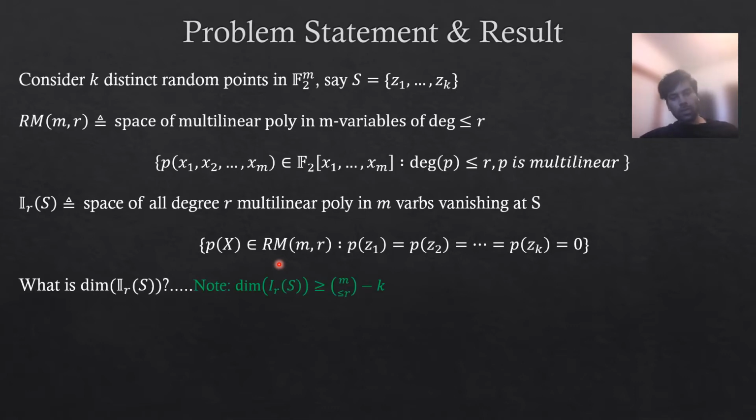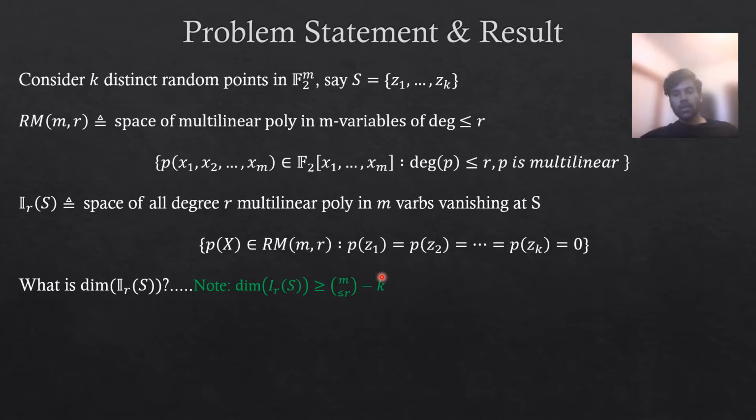Now, the question is, what can we say about the random variable which is the dimension of this space? This is a random variable because S is a random set of points. One thing we can always say is that the dimension of this space I(R,S), which is what we are trying to analyze, is at least M choose less than or equal to R minus K, where K is the size of S.